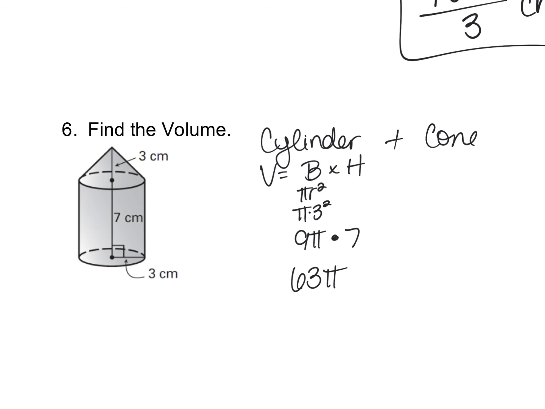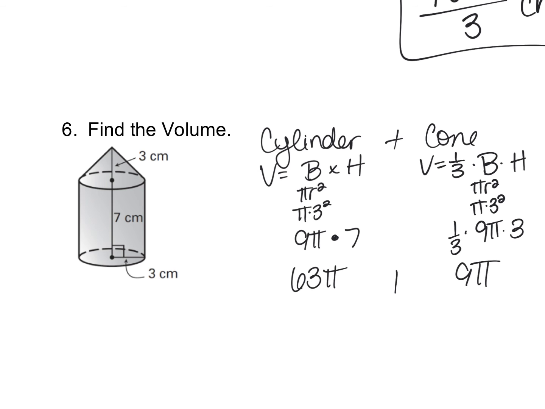Now our cone. The volume equals, and the cone has the 1/3 in it, the area of the base times the height. What is the base of a cone? Well, it's still a circle, pi r squared, pi times 3 squared, 9 pi. I'm going to drop that 1/3 down, and what is the height of my cone? Well, it is 3, it looks like to me. Now stick that in your calculator and you end up with 9 pi.